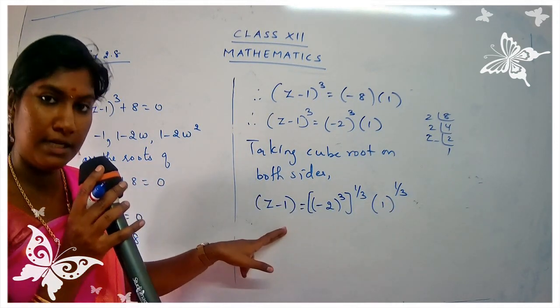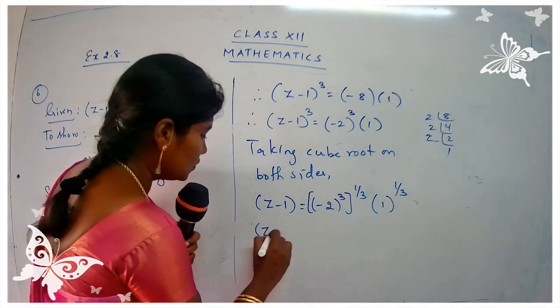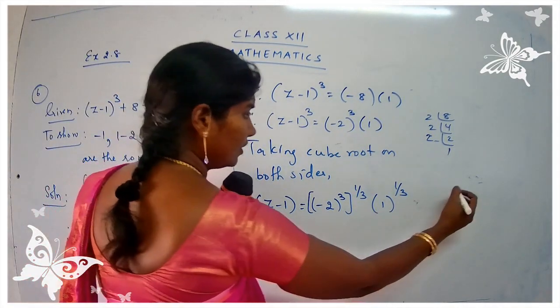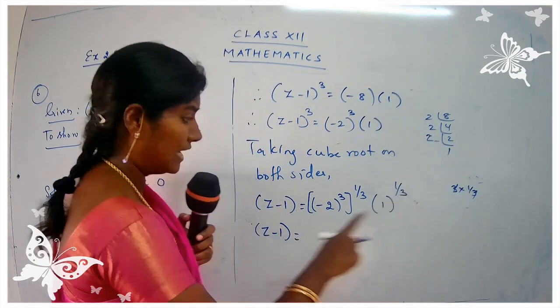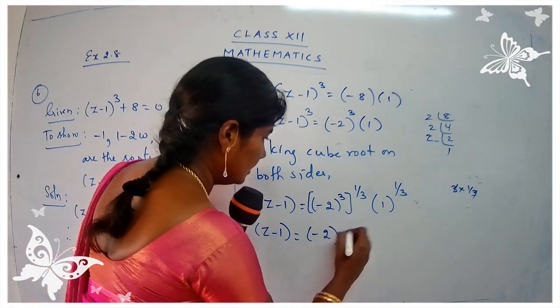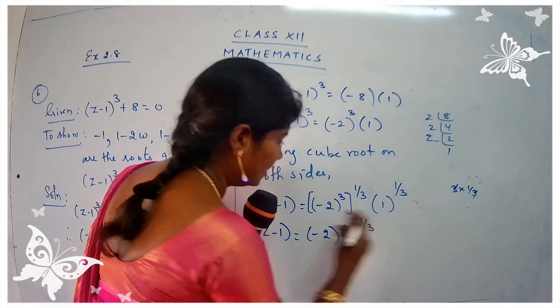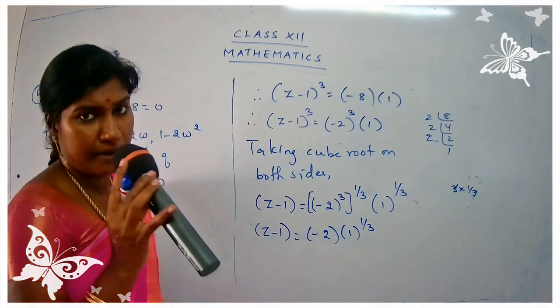Is the step clear? Okay, let's try to simplify the step. So z minus 1 is equal to, the 3 into 1 by 3 gets cancelled. Okay, so only 1 will be left. That means only minus 2 is left. So minus 2 and this is 1 raised to 1 by 3. Do not write down here anything. Just keep it as 1 raised to 1 by 3.